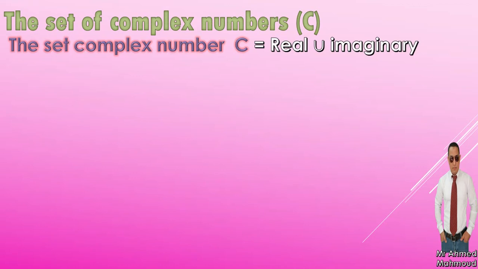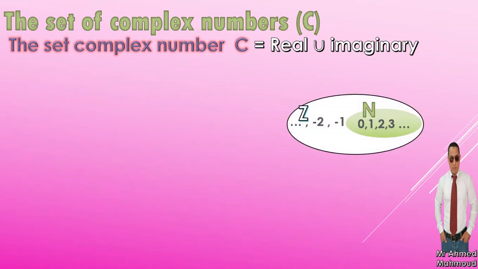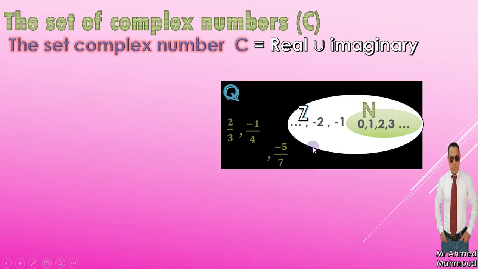Now let's remember the sets of numbers as we studied from the primary stage and the prep stage. N, which equals 0, 1, 2 and 3 and so on. N is totally inside a set called Z. Z includes the natural numbers plus the negative numbers. Okay, now N and Z are totally inside a set called Q, which is the set of rational numbers.